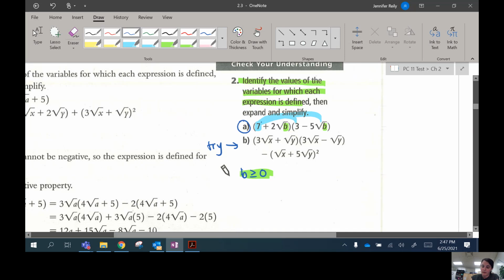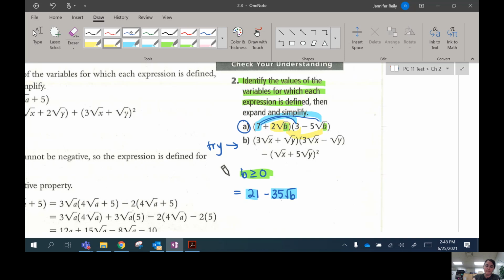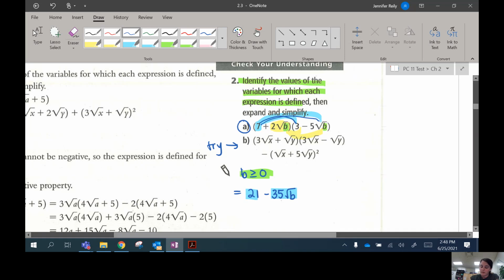Okay, so let's get going with my FOILing. I'll have 7 times 3, which is 21, and 7 times 5 root B. So 7 times 5 is 35, and I'll just have a square root B. So that's the blue part. And then I'll take the next term and FOIL it with yellow. So 2 times 3 is 6, and I have a square root B there.